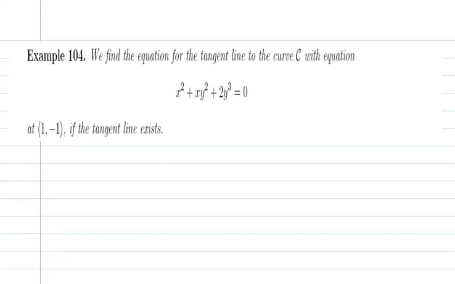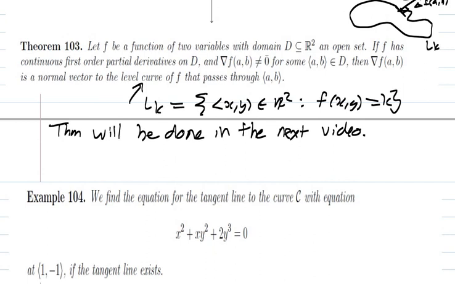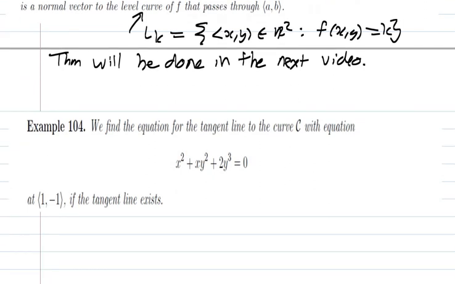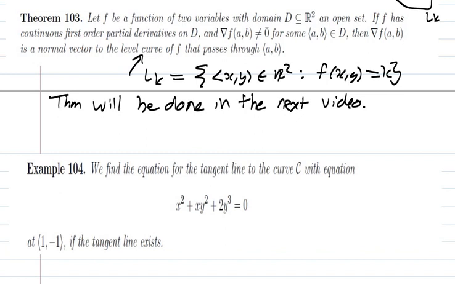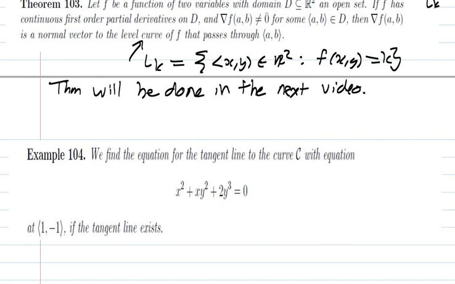Alrighty. Now to finish this video, I want to end up by looking at the following example. We want to find the equation for the tangent line to the curve C with the equation x squared plus x y squared plus 2y cubed equal to 0 at the point (1, -1), if the tangent line exists. So I'm going to use theorem 103. Now to use theorem 103, I have to make sure that all the conditions are satisfied, that all the first order partial derivatives are continuous, and that grad f at the point is non-zero, and then I can use theorem 103.